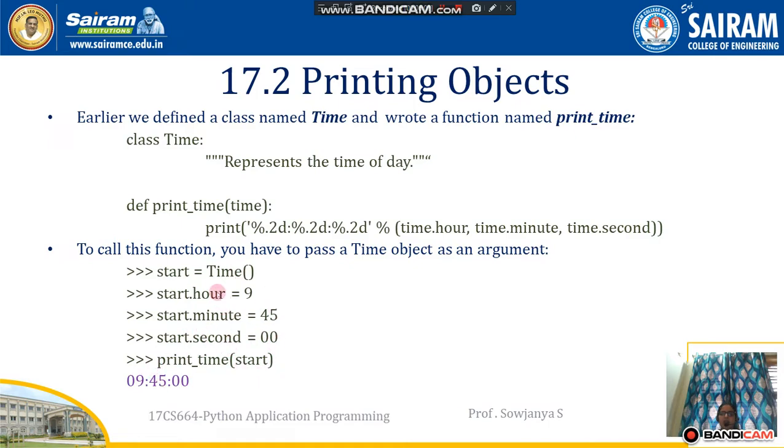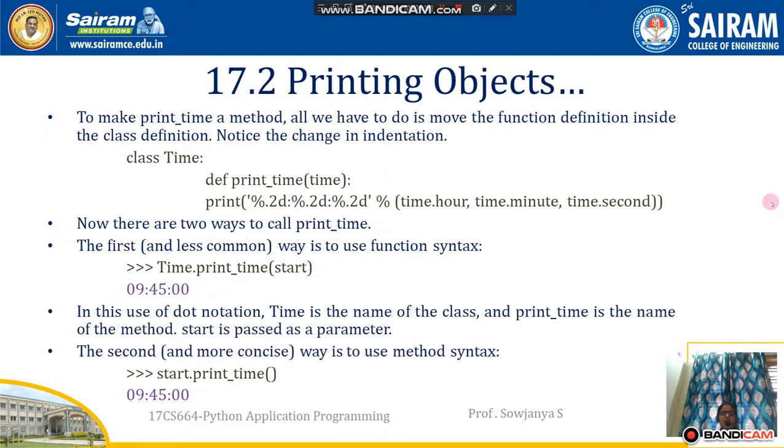Okay, how do you print this start now? What should be the return value now? 9 hours 45 minutes and 0 seconds. Okay, this is what we are going to get as the return value or the output. So that is one way.